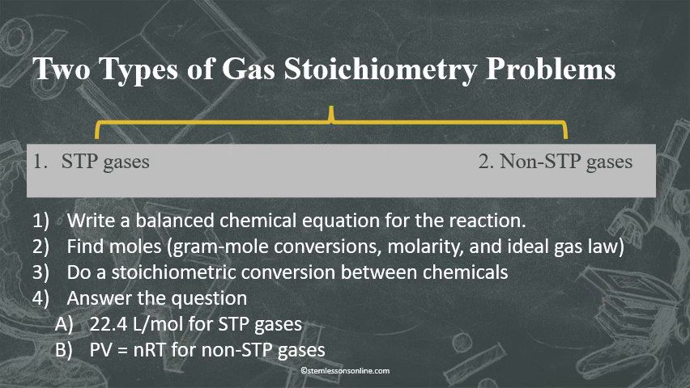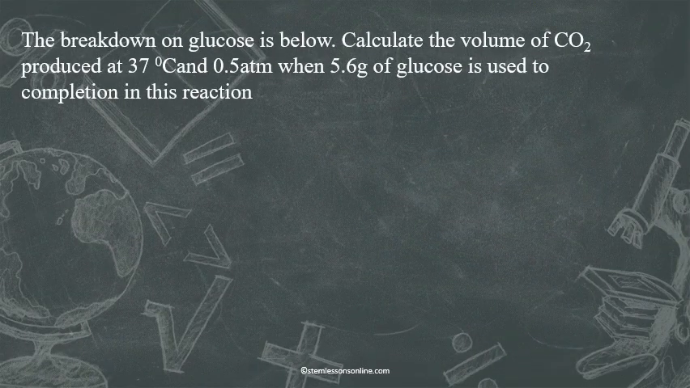All right, let's see. The breakdown of glucose is below. Calculate the volume of carbon dioxide produced at 37 degrees Celsius and 0.5 atmospheric pressure when 5.6 grams of glucose is used to completion in this reaction.